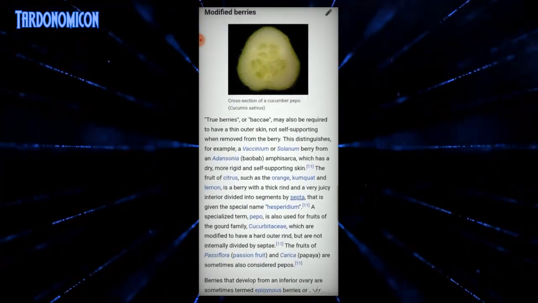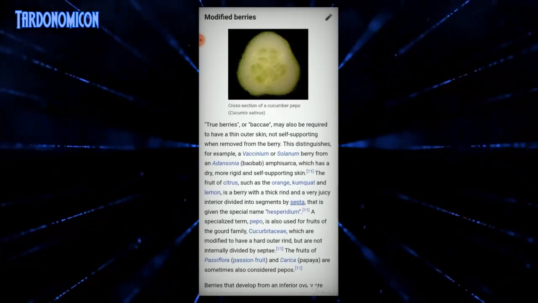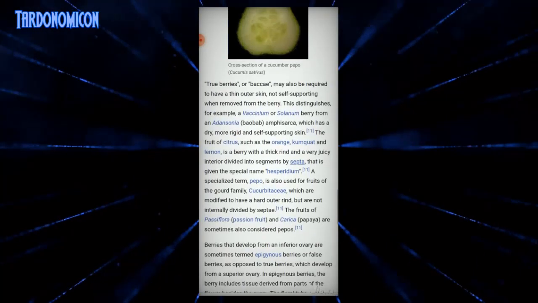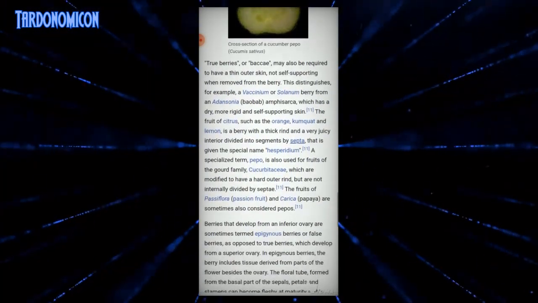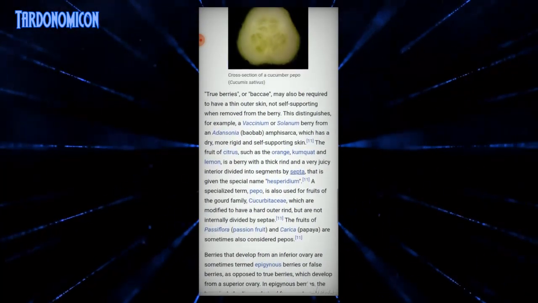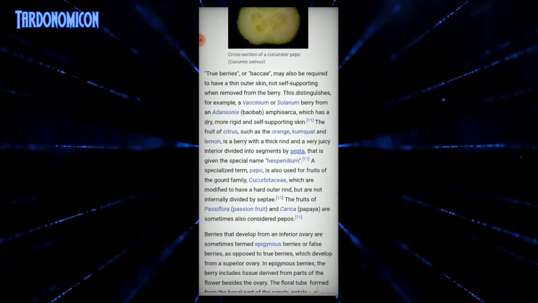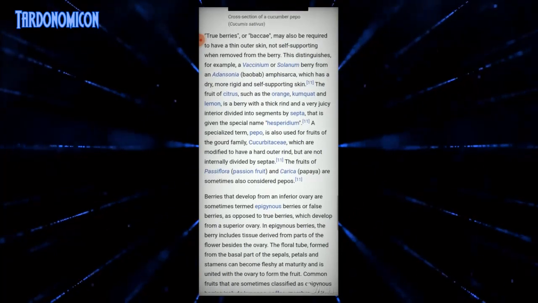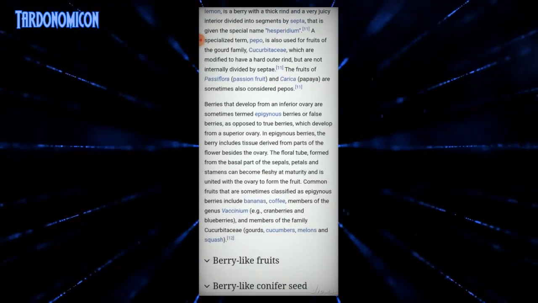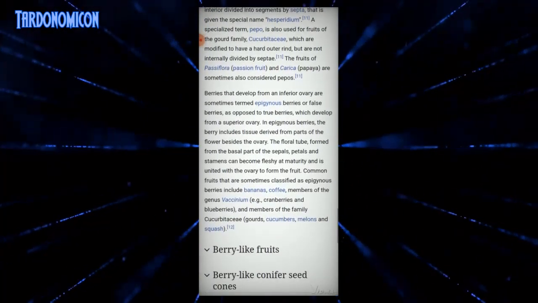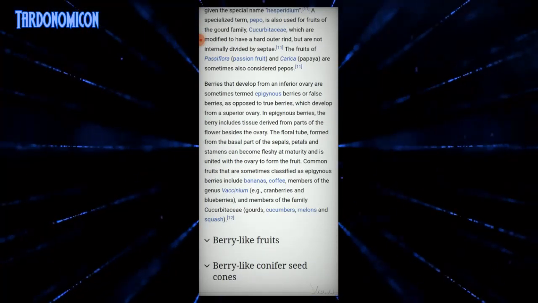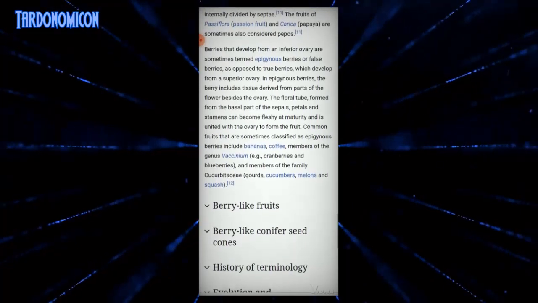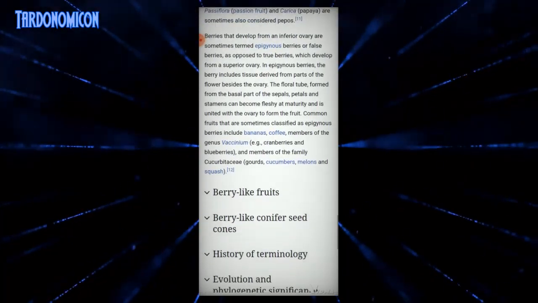Modified berries. True berries may also be required to have a thin outer skin, not self-supporting when removed from the berry. This distinguishes, for example, Vaccinium and Solanum berries from the others. Berries that develop from an inferior ovary are sometimes termed epigynous berries or false berries, as opposed to true berries, which develop from a superior ovary.